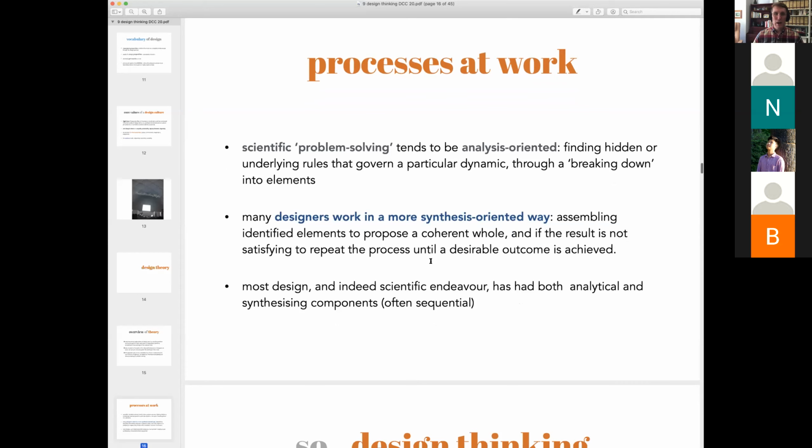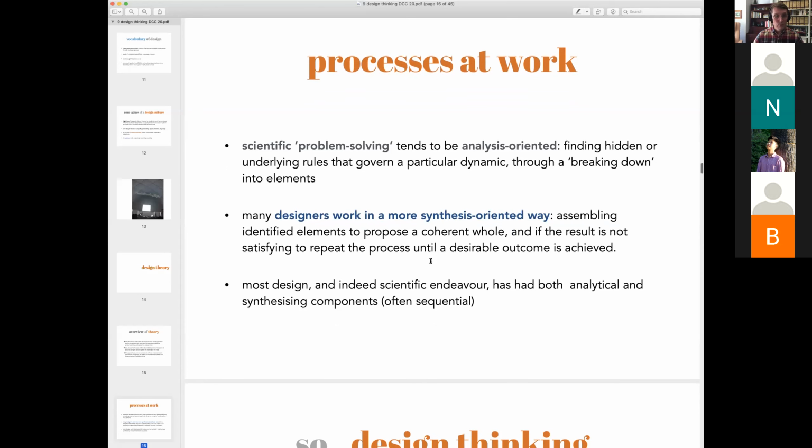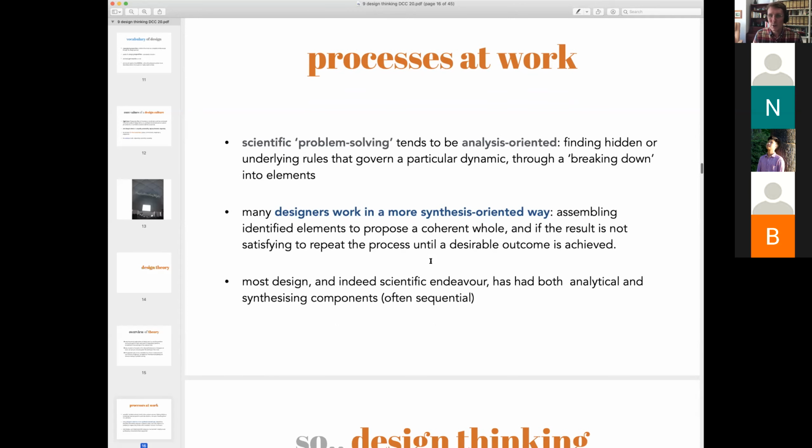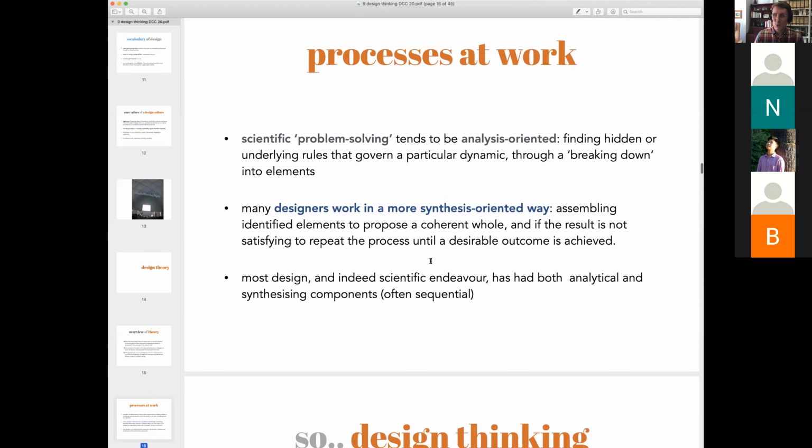So just to bring it back to this discussion of the different fields and how they process knowledge in different ways. Scientific problem solving tends to be very analysis oriented, and we're really deeply acculturated to this, finding the hidden or underlying rules that govern a particular dynamic. I figured out what causes this, or how the world works, or whatever. So it's very much about breaking down into elements. You start with a data set, and then you find the universal rules lurking beneath them about the causality of things. Designers are working in a much more synthesis-oriented way. As I say here, assembling identified elements to propose a coherent whole.